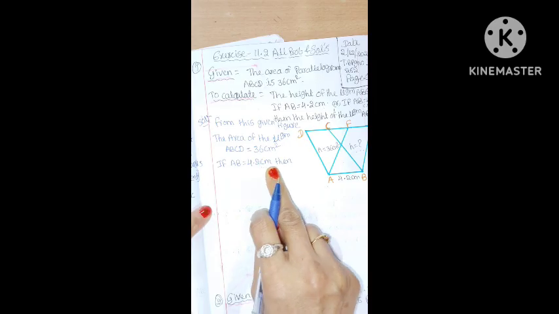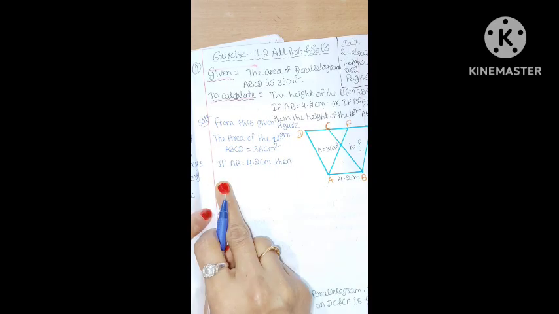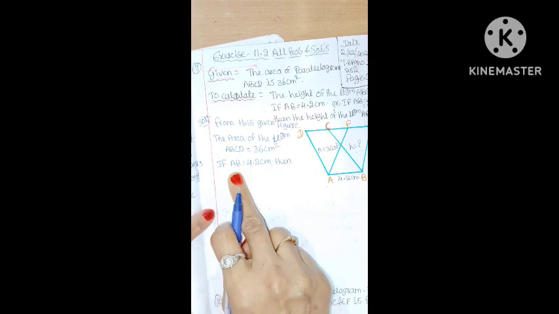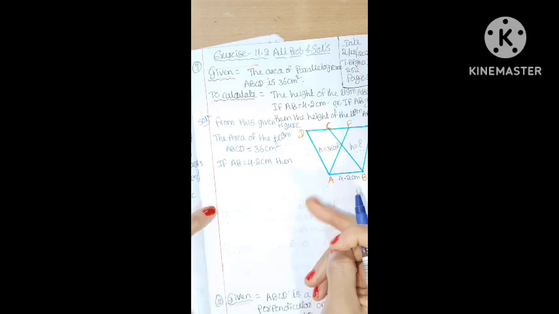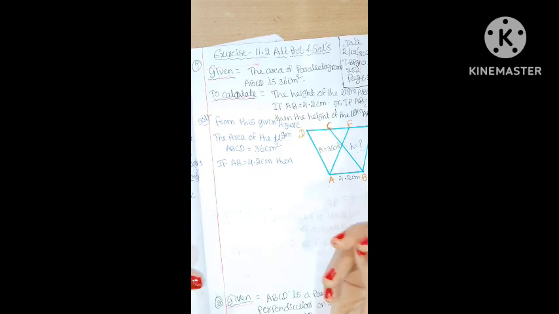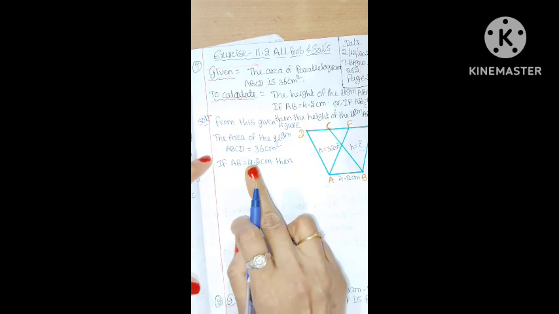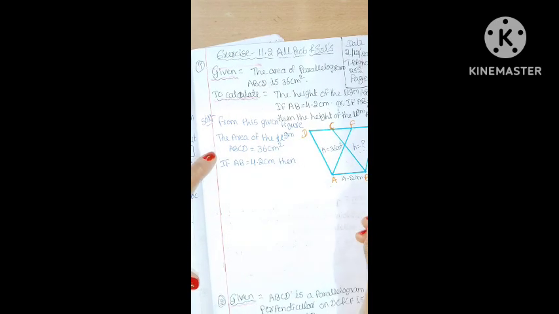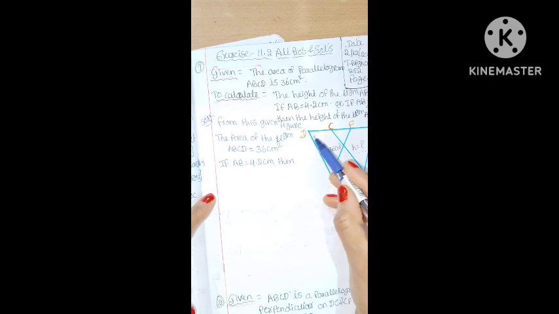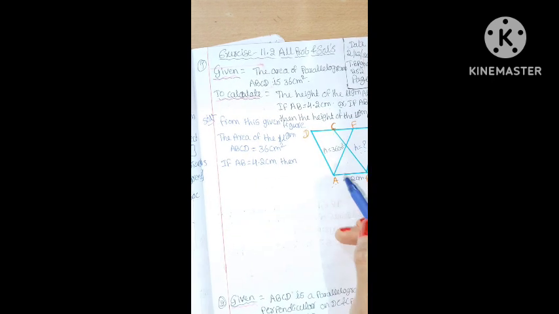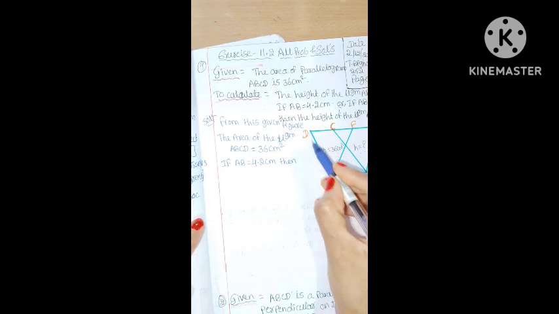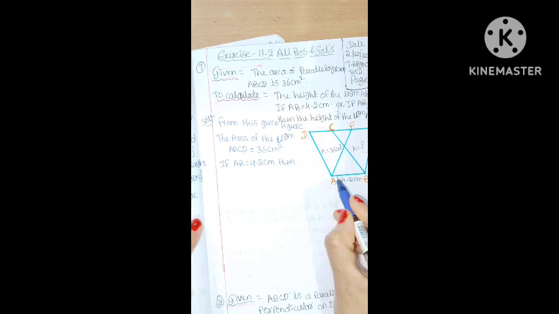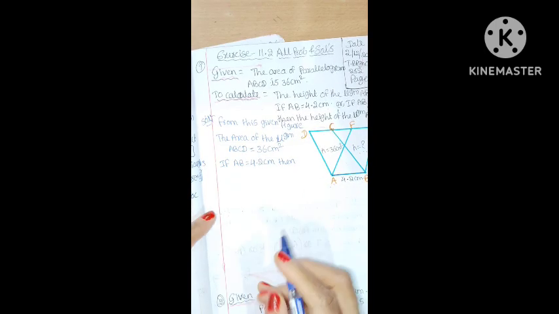If AB equals 4.2 centimeters, then the area of the parallelogram ABCD. Do you know the area of the parallelogram formula? What is the area of the parallelogram formula, Gagan Sai? Tell me the answer. Base into height. Very good. We know that. In both parallelograms ABCD and ABEF, the base is the same base.